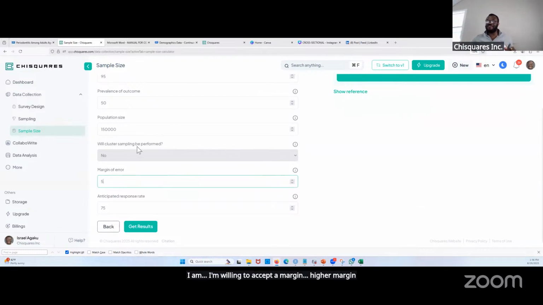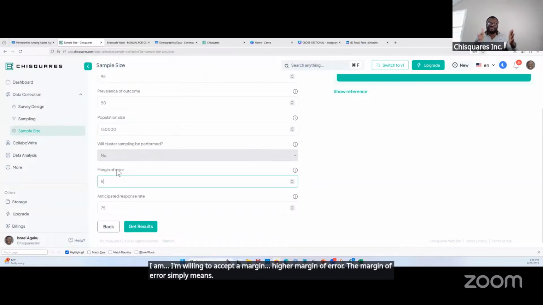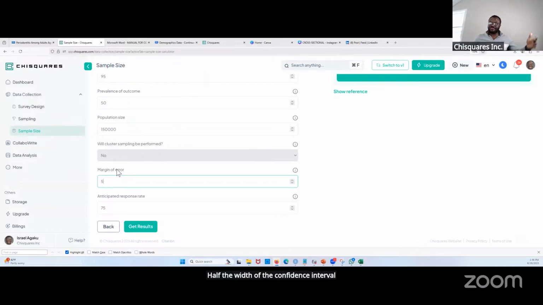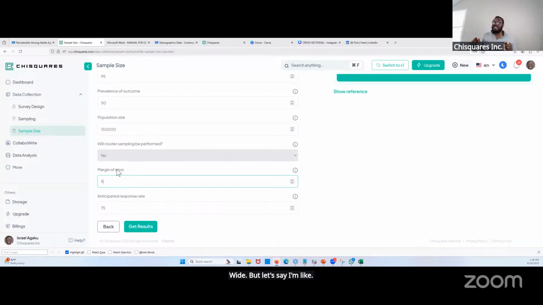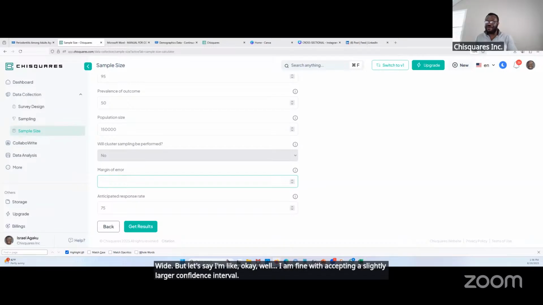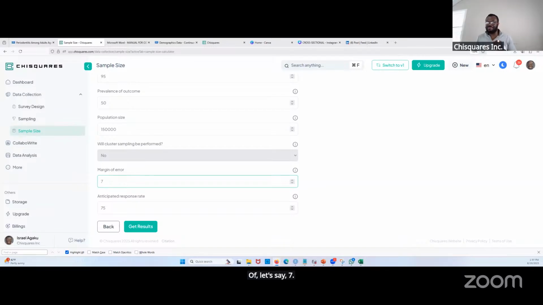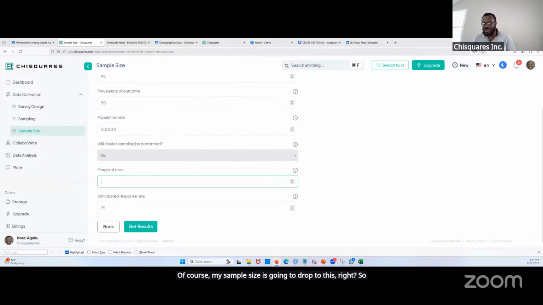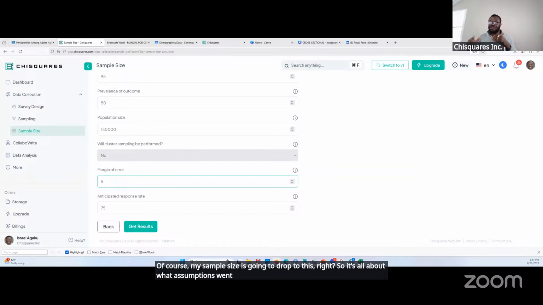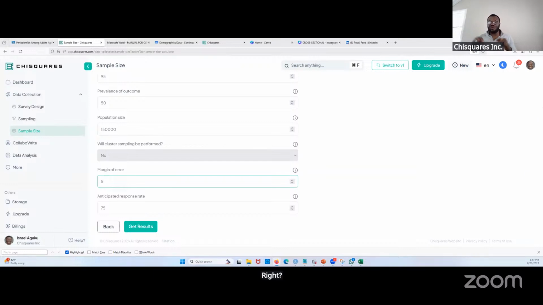Or you say, well, I'm willing to accept a higher margin of error. The margin of error simply means half the width of your confidence interval. So a margin of error of 5 means that I am willing to accept that my confidence interval will be 10 points wide. But let's say I am fine with accepting a slightly larger confidence interval, with 7 as my margin of error instead of 5. Of course, my sample size is going to drop to this. So it's all about what assumptions went into your formula. The devil is always in the details.